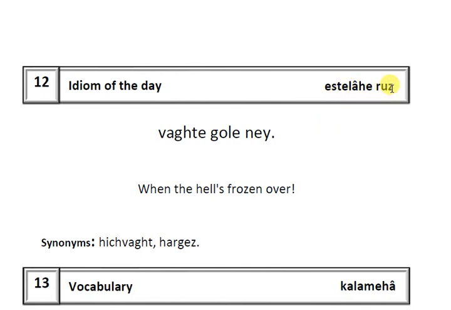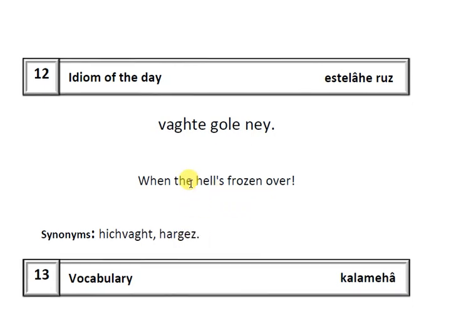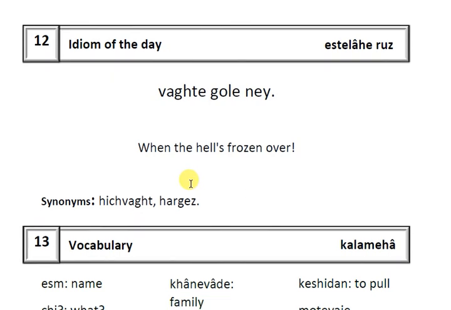Let's take a look at the next part, idiom of the day. اصطلاح روز. روز means day. اصطلاح means idiom or proverb. وقت گل نی simply means when hell freezes over. هیچ وقت, هرگز. هیچ وقت means never.